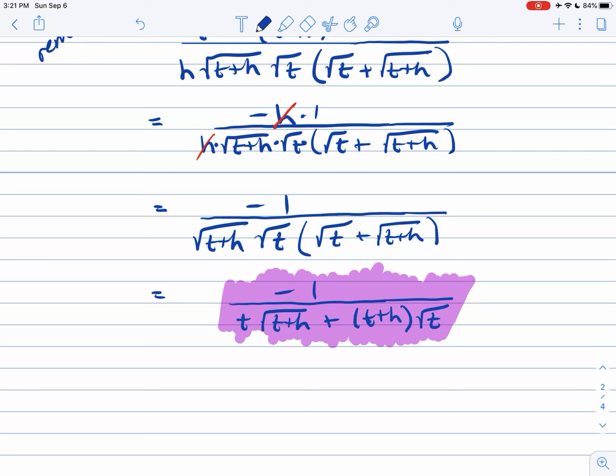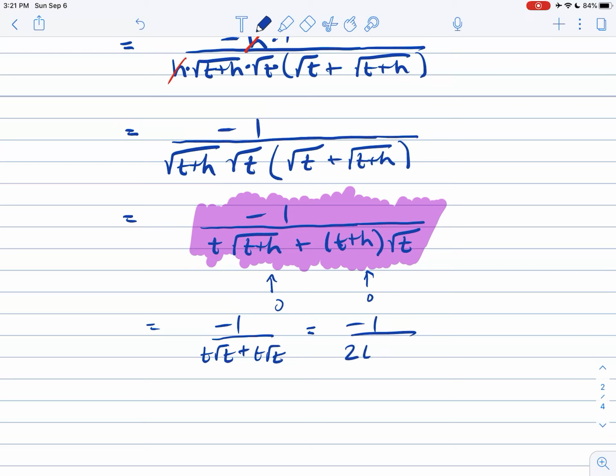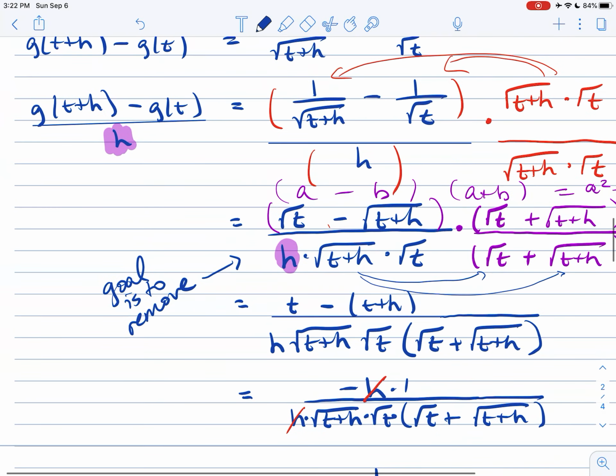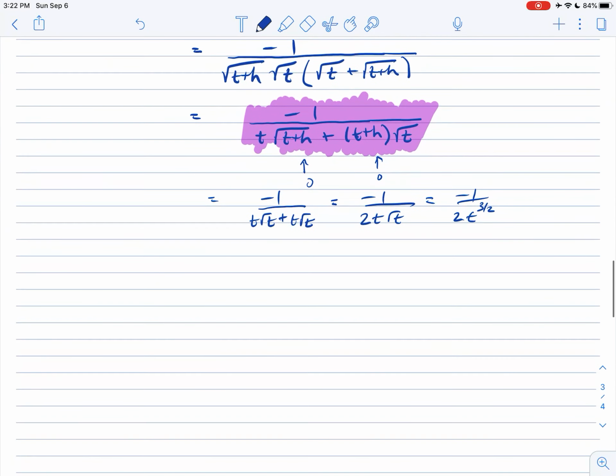Because in this case, if we were to substitute the value of 0 as h goes to 0 here, we would end up with minus 1 over t root t plus t root t, and we would get minus 1 over t times root t, or minus 1 over 2t to the 3/2. And for those of you who already know how to calculate the derivative using shortened derivative rules, you know that that would be the derivative of 1 over root t, just to make that connection.